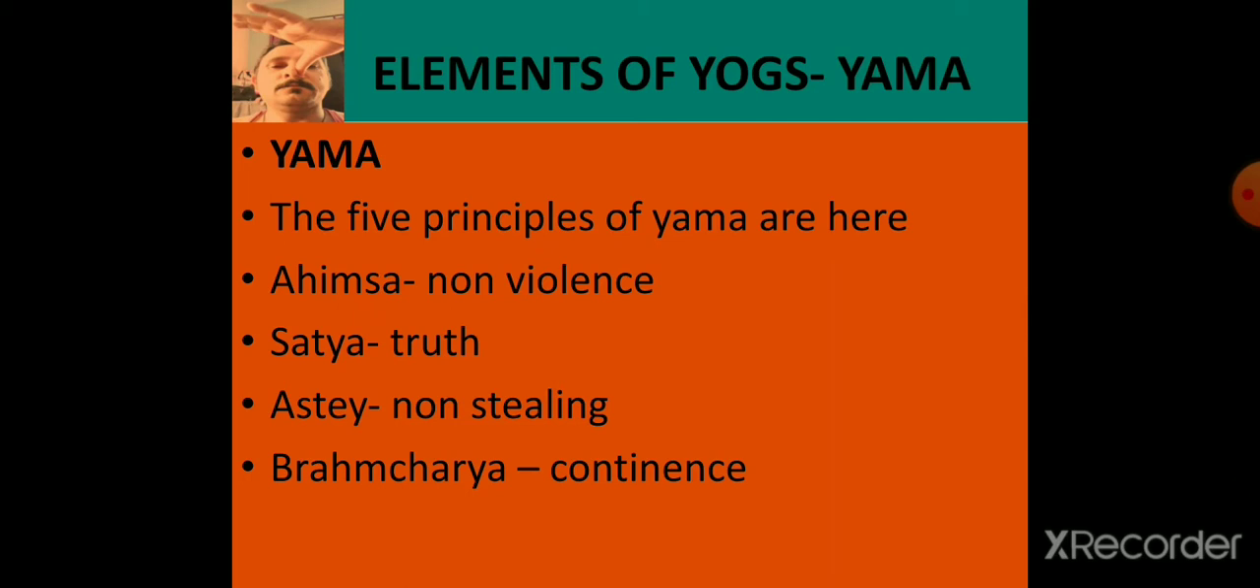This we will discuss in detail. Aparigraha, non-coveting. So there are these five principles which we will discuss in detail.